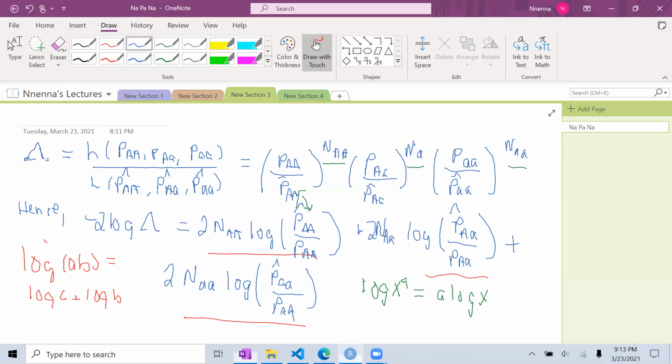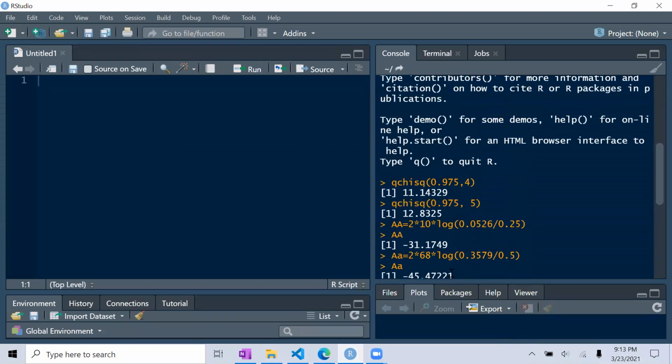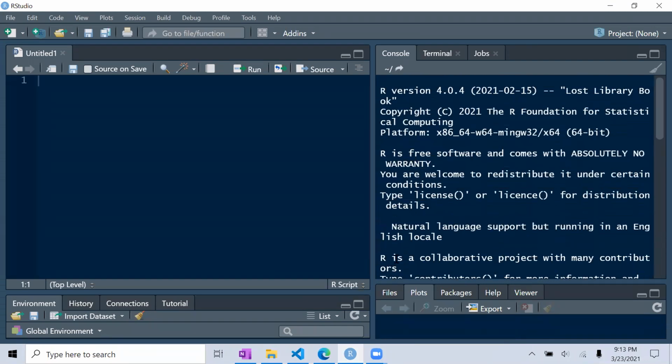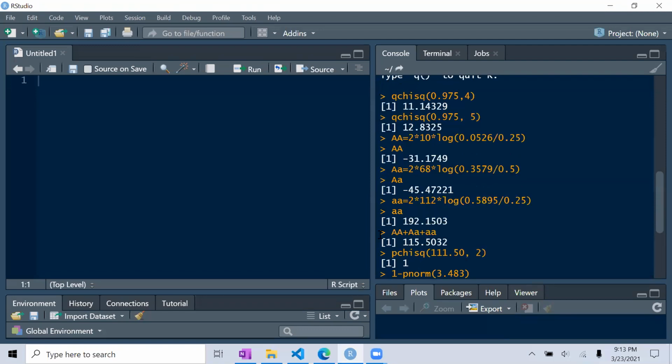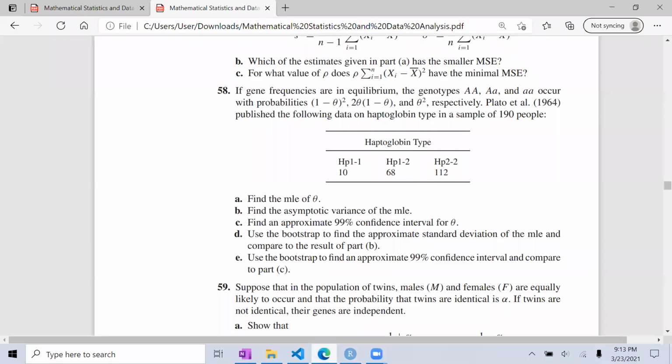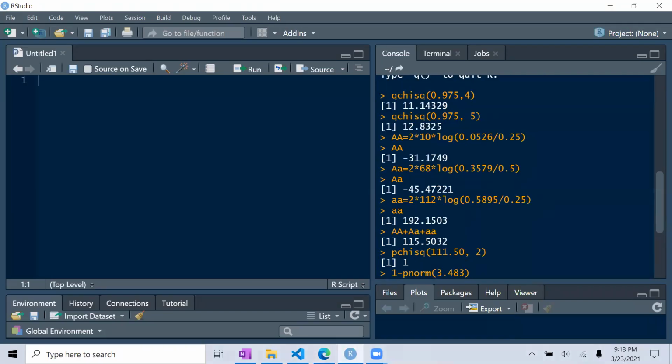Now I'm going to admit that I did this in R, just because it's so silly to do this by calculator when I can use this powerful tool that I really love, which is R. So you can see here each of the components, and you know the frequencies are given to you in the question. So NAA is actually 10, the heterozygous Aa is 68 and the homozygous little aa is 112. So I put this here. So it's 2 times log of this ratio.